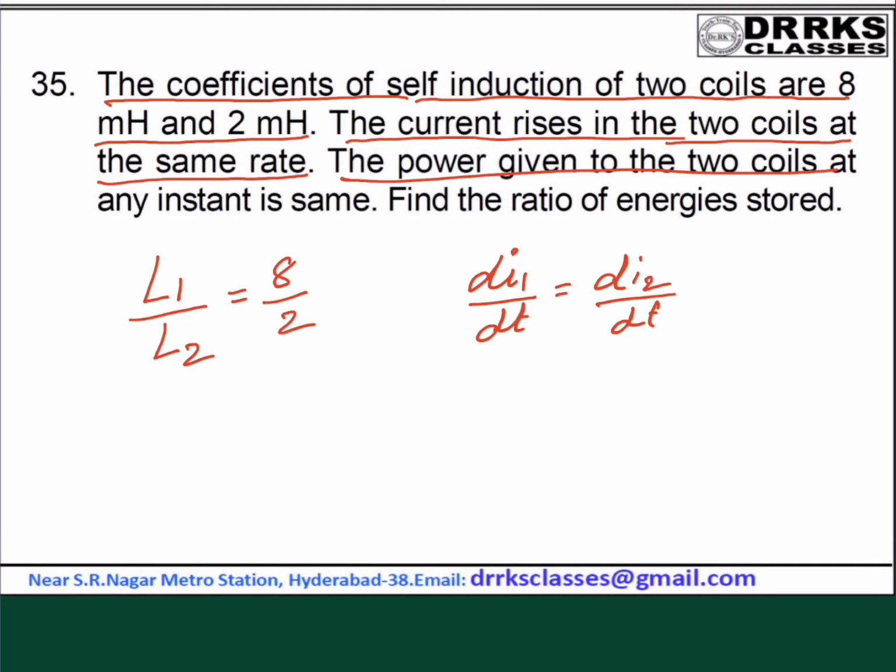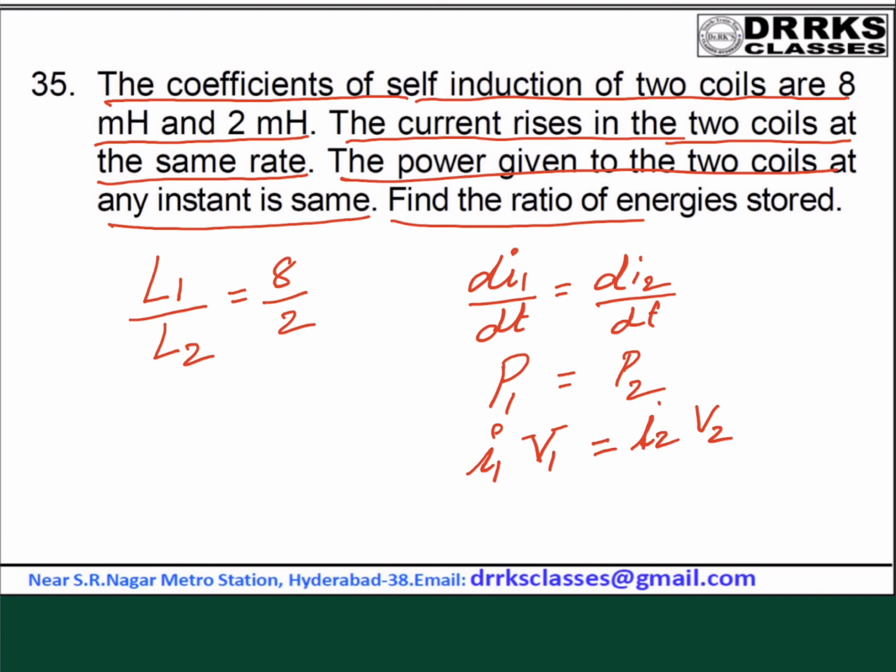The power given to the two coils at any instant is same. The power P1 is equal to power P2. What is power? The product of current and voltage across the inductor is same. Okay. So let us solve. So these are the conditions given. We have to find the ratio of energy stored. Let us find out this.